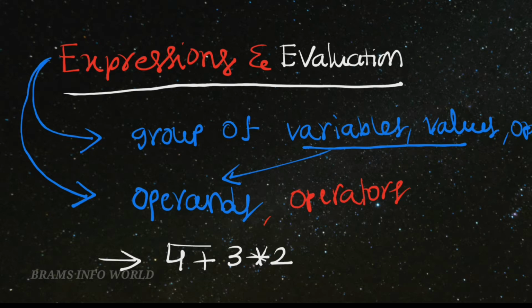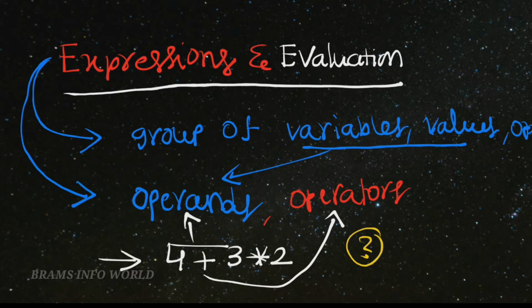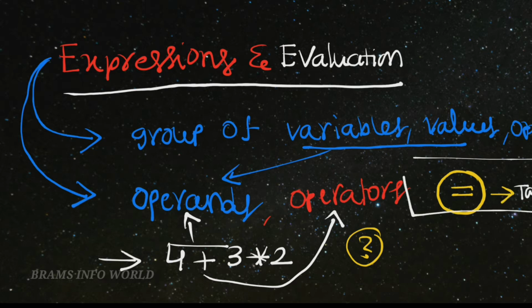We can say that 4 and 3 are operands, and this plus we can call an operator. But the question is which operation we are going to calculate first. That question we are going to solve in this video. So what is an expression? An expression is a combination of operators and operands, and it performs some kind of task. This is the basic definition of an expression. Let us work with different examples to understand the topic.